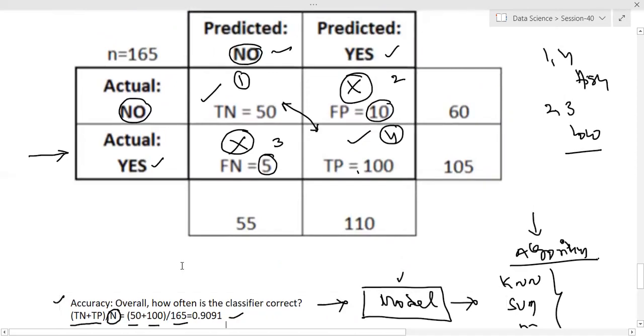From this confusion matrix diagram, how do I refer to my misclassification? Which are all the parameters I need to consider so as to come up with the misclassification rate?